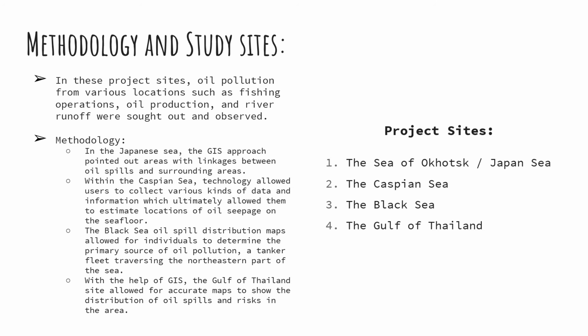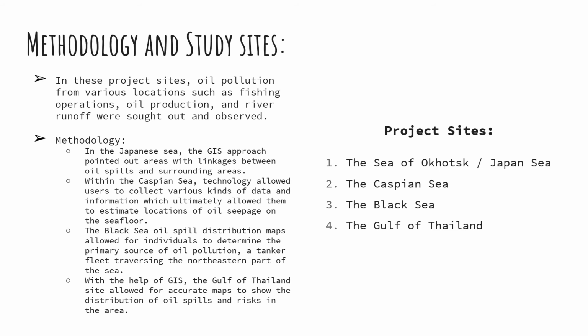The Black Sea oil spill distribution maps allowed for individuals to determine the primary source of oil pollution, a tanker fleet traversing the northeastern part of the sea. Later within the observations, it was discovered that the large detections of oil originated from a port. To confirm this, a helicopter flew over the area of observation.